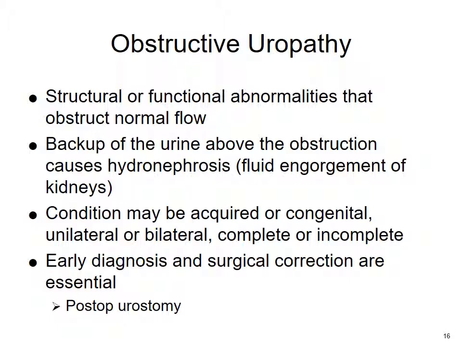Obstructive uropathy is a condition involving structural or functional abnormalities that are obstructing normal flow of urine. And hydronephrosis is the name for fluid engorgement of the kidneys, and that happens because of a backup of urine above the obstruction point. This condition can be congenital, it can be one-sided or bilateral, and it can be a total obstruction or an incomplete partial obstruction. Early diagnosis and surgical correction are essential to prevent recurrent kidney infections. Postoperatively, these kiddos will have a urostomy drainage.